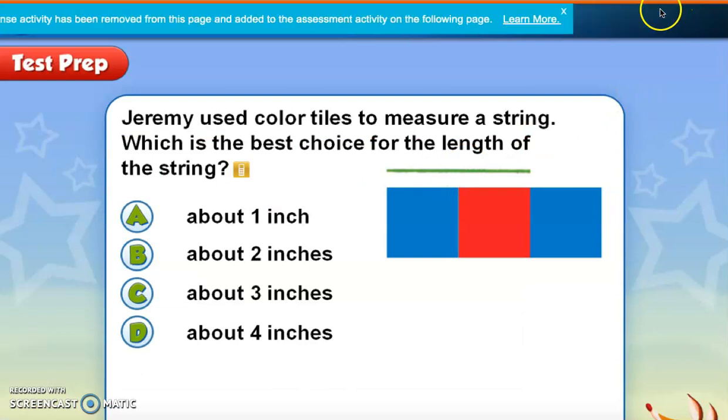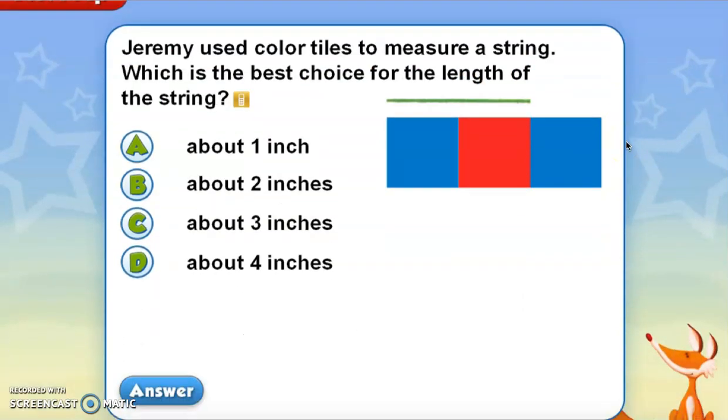All right, and so then our last problem says, Jeremy used color tiles to measure a string. Which is the best choice for the length of the string? So he used 3 tiles, it seems like, right? But the string only went to about the second one. It looks like it might be a little bit over, or it might be a little bit short. But anyway, each tile is 1 inch. He used 3, but the string only goes to about the second tile. So which is the best choice for the length of the string?